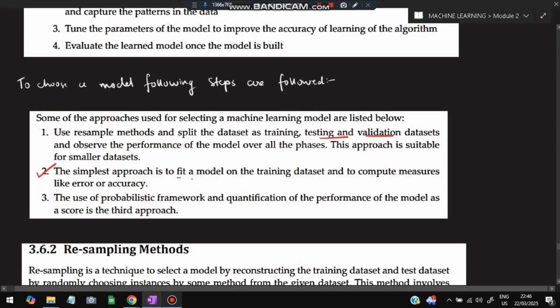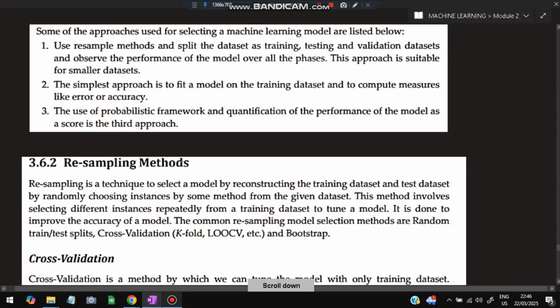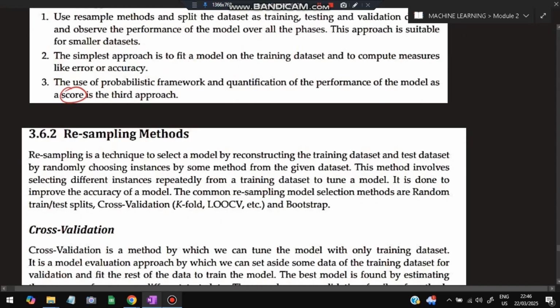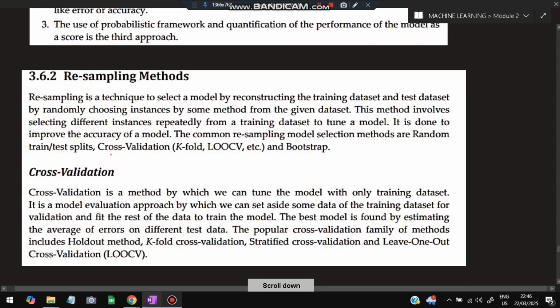The simplest approach is to fit a model on the training dataset. An existing model is already there, and we try to fit it to the dataset. Else, the third option is the use of a probabilistic framework or quantification of the performance. The model is using the third approach, which is a score. Sometimes we'll be using a score also. Now, what are the different methods here?